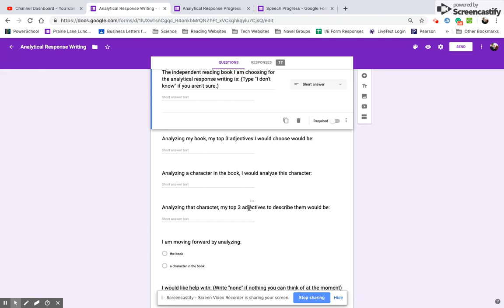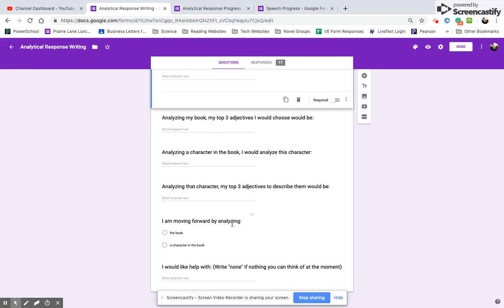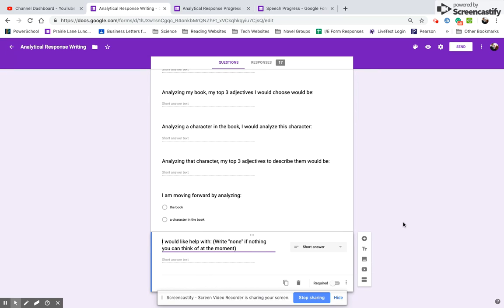Analyzing that character, my top 3 adjectives to describe them would be... I am moving forward by analyzing the book or a character, so I can know how to better assist them. And then, I would like help with, and this is insightful. You're giving people a chance. Some of these students would never raise their hand and ask, but it's on a Google form and I can get it.